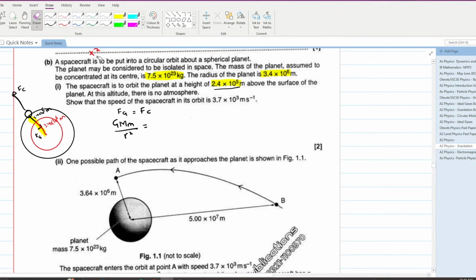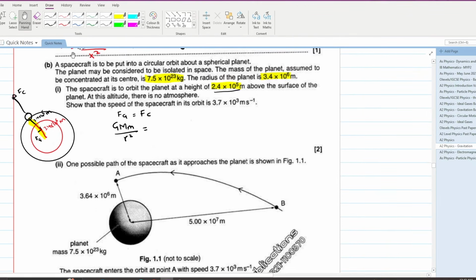Okay, has the examiner placed a different symbol here? Let's say x is used, so we use x and skip r. And what will be the formula for centripetal force? The centripetal force formula will be mv square divided by x. And this m will get cancelled out.